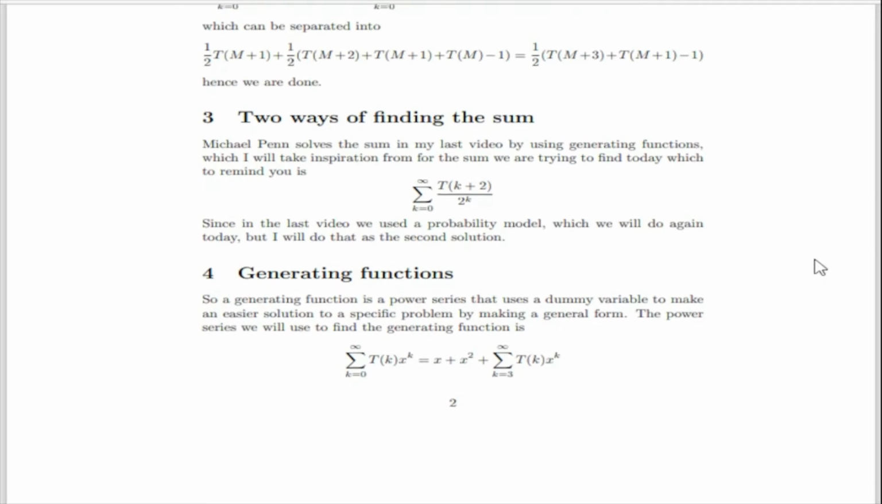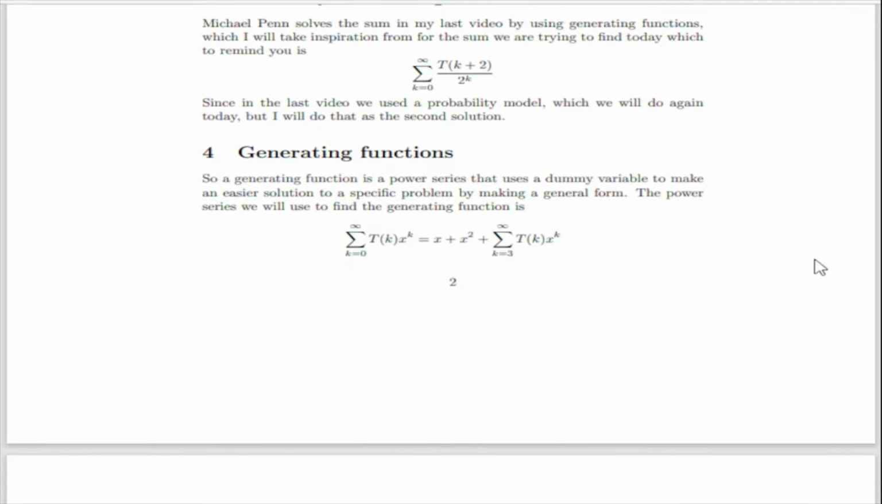So for generating functions, a generating function is a power series that uses a dummy variable to make an easier solution to a specific problem by turning it into a general form. The power series we will use to find the generating function is the following: the sum from k equals 0 to infinity of t of k times x to the k, which equals x plus x squared plus the sum from k equals 3 to infinity of t of k times x to the k. And that's because I just took out the first, second, and 0th terms. The 0th term just goes to 0. The first term is 1 times x, and the second term is 1 times x squared. So that's where I got those from.